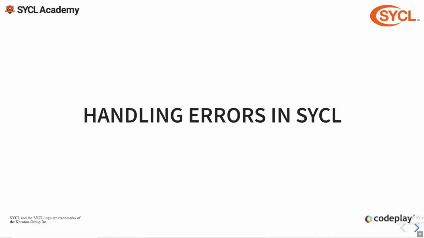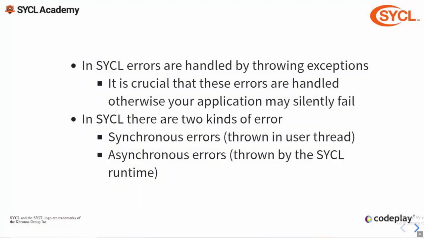Okay, now that we have covered how to submit work to a queue, it's important to now understand how to handle any errors that might occur. In SYCL, errors are handled by throwing exceptions, and it's crucial that these errors are handled, as otherwise your application may fail silently. In SYCL, there are two main kinds of errors: synchronous errors, which are thrown directly to the user thread, and asynchronous errors, which are thrown by the SYCL runtime.